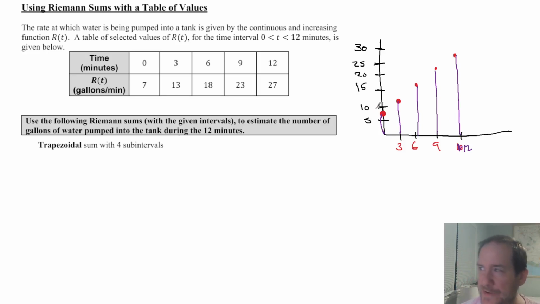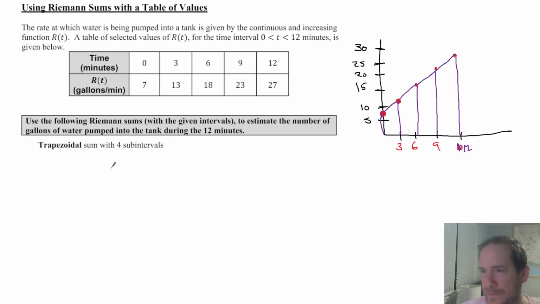I said we'll form rectangles, but of course we want to make trapezoids. So connect the dots, connect the dots, connect the dots, connect the dots. And you see this is going to be pretty accurate for us, especially if this relationship is actually linear between these points. But how would I do this?